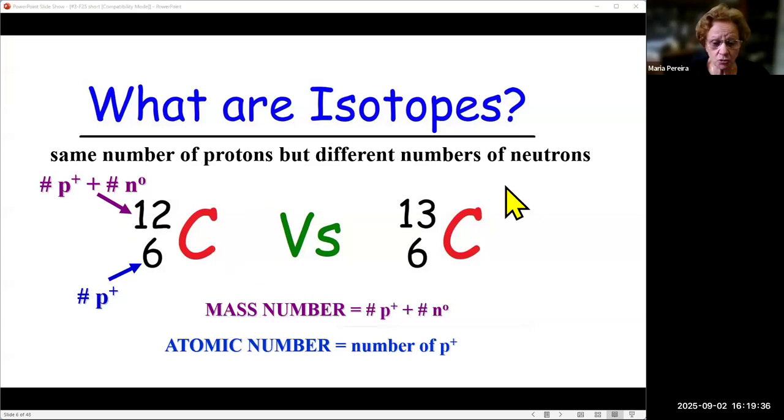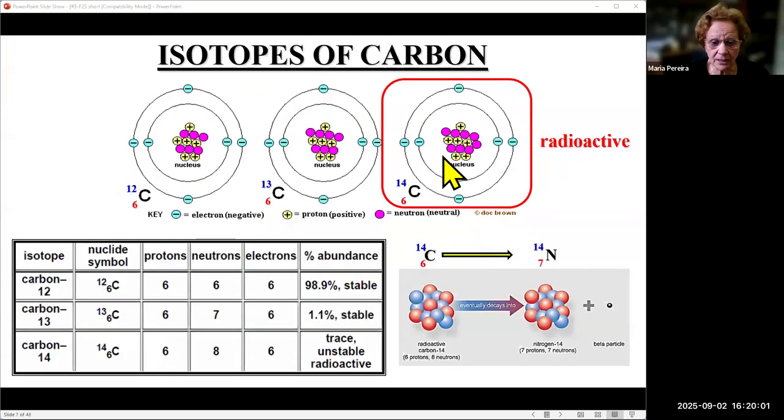So here you have 2 carbon atoms. They contain the ID, the identifications, they contain 6 protons, but the number of neutrons can vary, and so does the mass number, because the mass number represents the number of protons plus the number of neutrons. So these 2 carbon atoms are still stable. But now let's look at carbon 14.